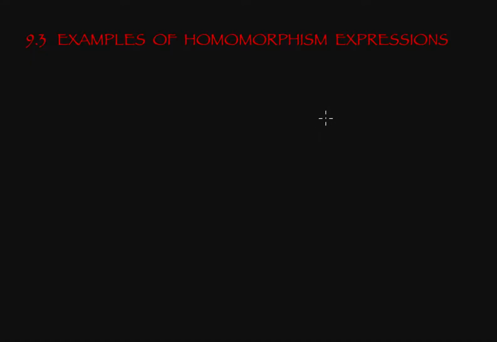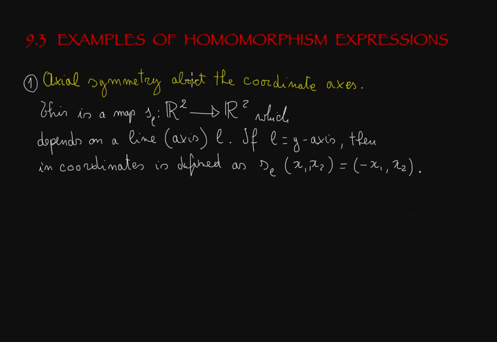In this lecture we will consider examples of the expressions of a homomorphism that we described in lecture 9.2. Let's start with the axial symmetry about the coordinate axis. This is a map from R2 to R2 which depends on a line axis L. Let's first consider the case where L is the y-axis.